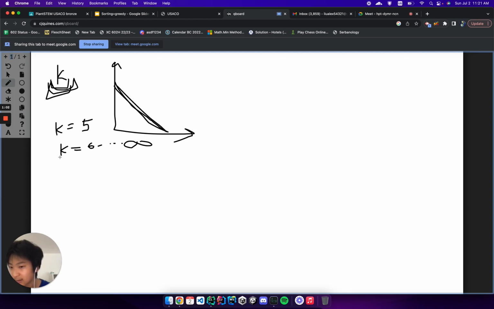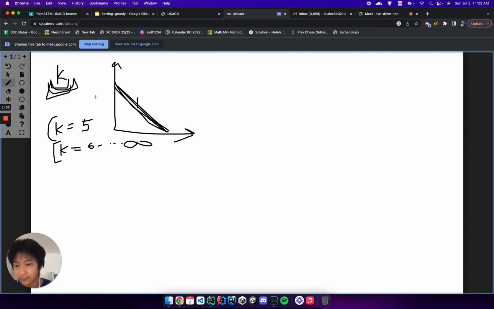Does this make sense? If K equals 5 will fit within our time limit, or within T max, then we know that K greater than 5 is also going to fit within T max. Do you guys understand this? This is kind of like the sorted array, because we can just exploit this.